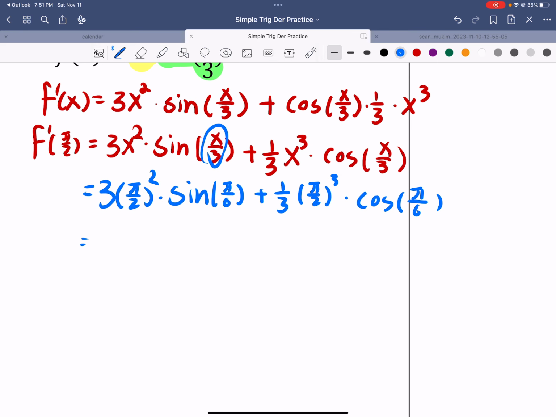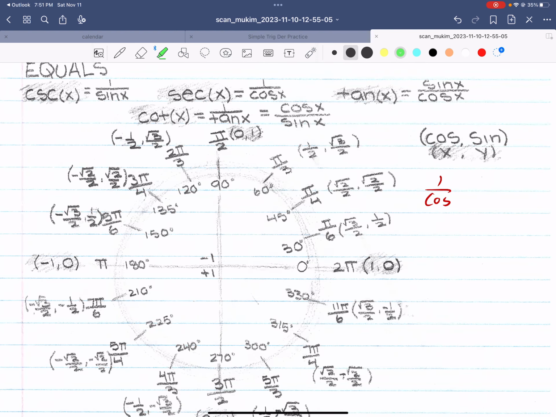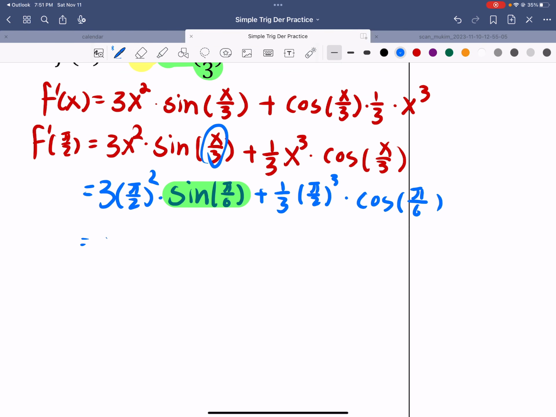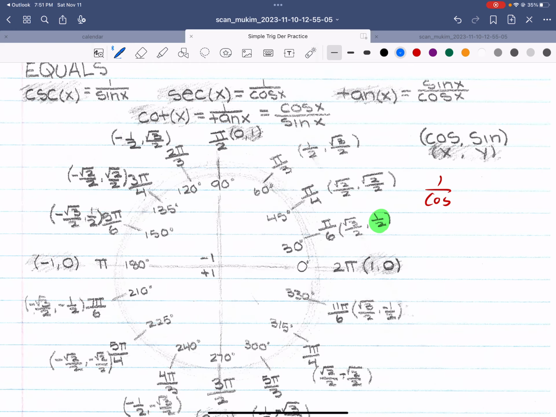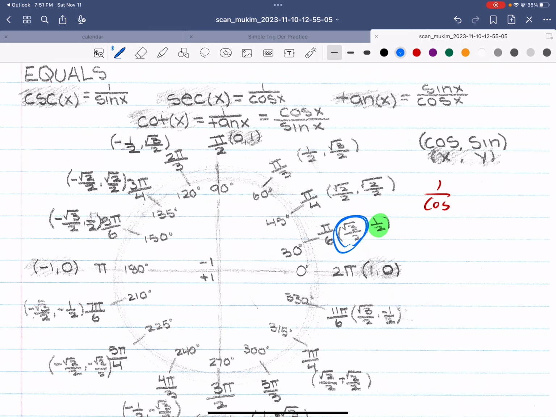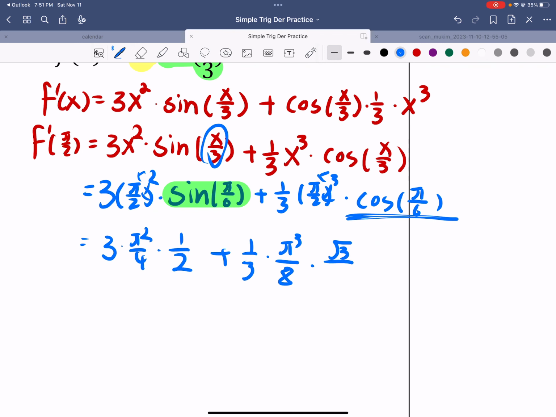Let's try to simplify this. What's sine of pi over 6? According to this, sine of pi over 6 is 1/2. So it's going to be 3 times pi squared over 4 times 1/2, plus 1/3 times pi to the 3rd power over 8 times cosine of pi over 6, which is the square root of 3 over 2.